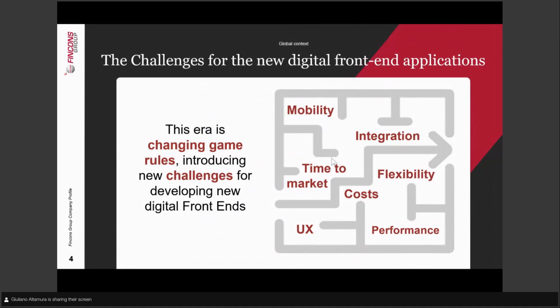As I said, mobility, integration, of course, is probably the most important topic. Time to market, which is more and more one of the number one priorities, as well as costs, of course, and flexibility, because we want to build something that can last in the future and can be enlarged month after month. Of course, UX is another challenge, user experience, and last but not least, performance. So how has Fincons managed to address all of these challenges?